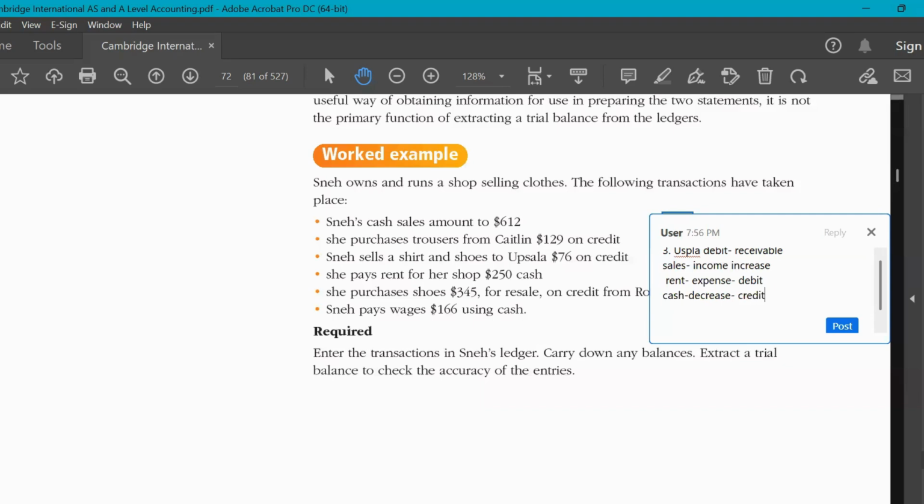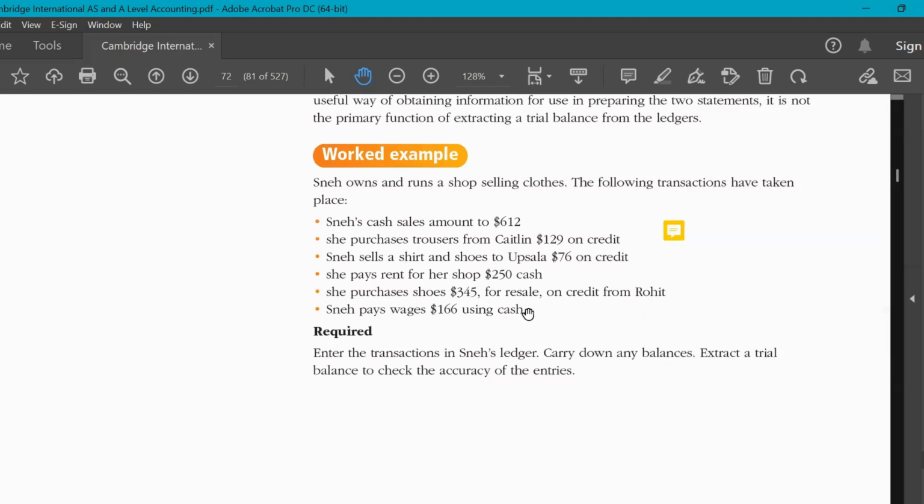So again, every time that there's an expense and you have paid it using your money, bank account, definitely your cash will decrease. And every time that there's a decrease of the cash, because remember, cash is an asset, it's on the credit side. Next, she purchases shoes, 345, for resale, on credit.